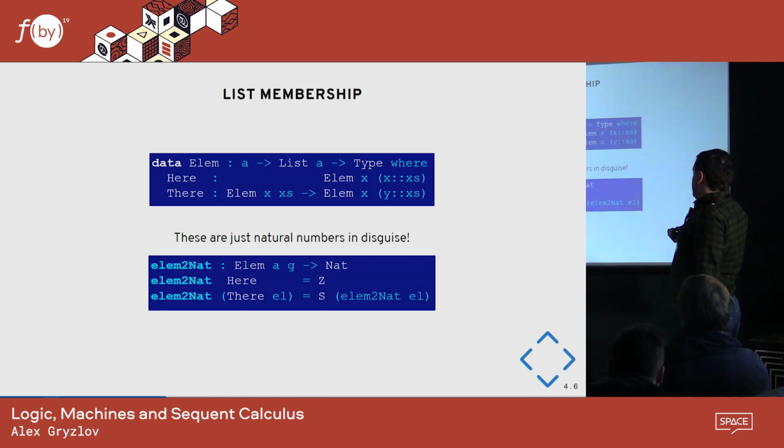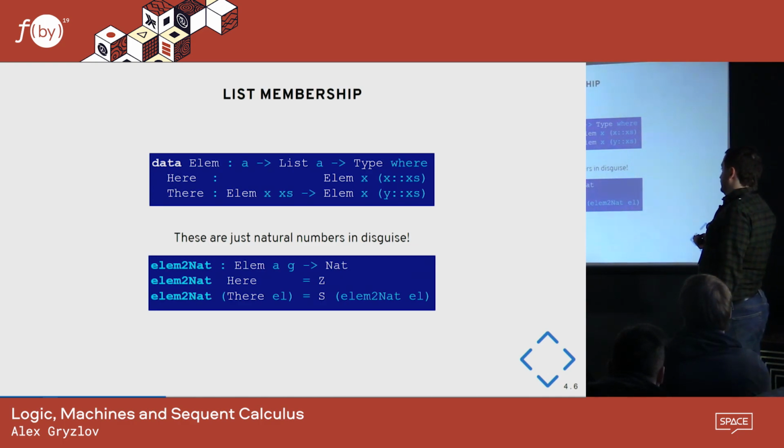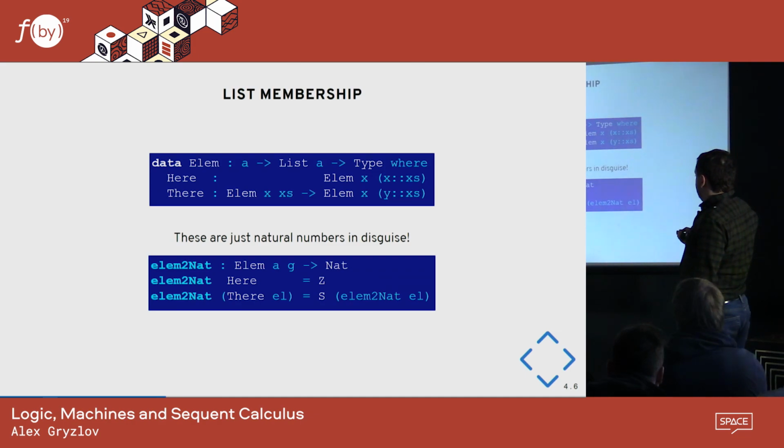If you kind of squint, then this thing is just a fancy rephrasing of natural numbers. Here is just a 0, right? It's the 0th position, and there is just a successor of this recursive call. So if it's in the 2nd position, it would be there, here, and the 3rd would be there, here. Basically, this function erases these fancy indices, which say that this is not just a number, but an actual proof of this specific element being in this specific list. But you can think of them as just numbers.